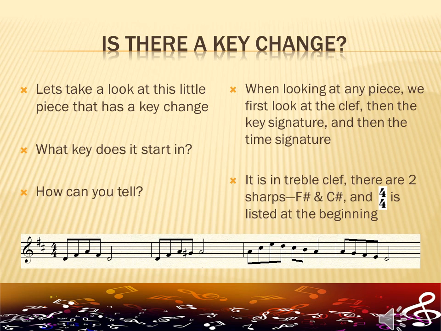How can you tell? When looking at any piece, we must first look at the clef, then the key signature, and then the time signature. It is in treble clef. There are 2 sharps, F sharp and C sharp, and 4/4 is listed at the beginning.